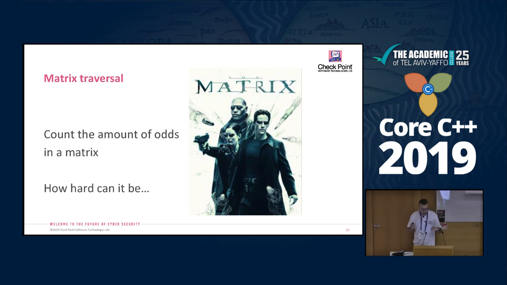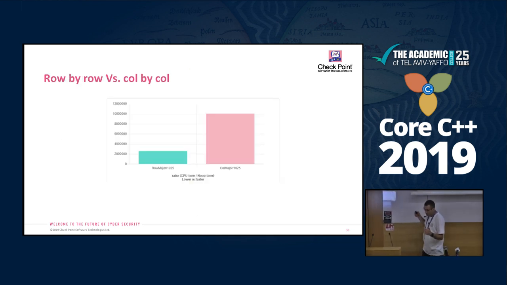The next thing I want to show is matrix traversal. We just want to count how many odds we have in the matrix. How hard can it be? So the first thing is obviously we have to check row by row versus column by column. I don't think that this will surprise anyone.